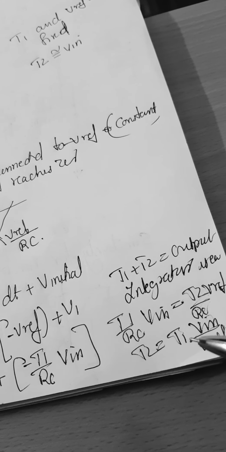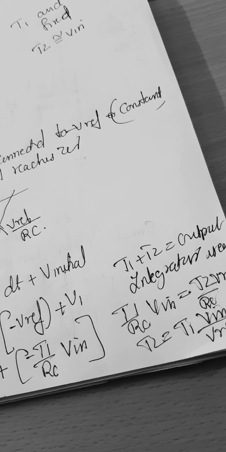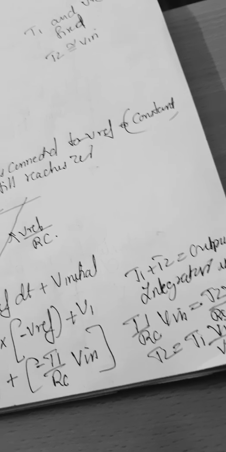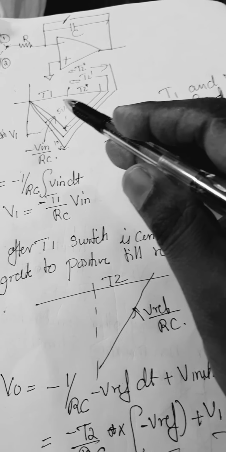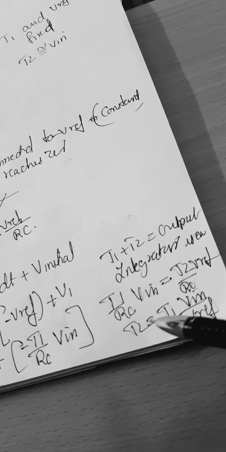So it depends upon Vn. T1 is constant and V reference is also constant. So here you can see that T2 is proportional to Vn. Now let's look at how the complete cycle works.